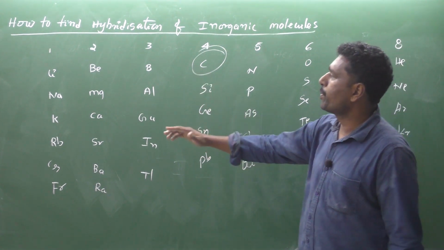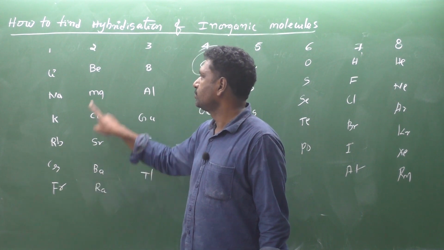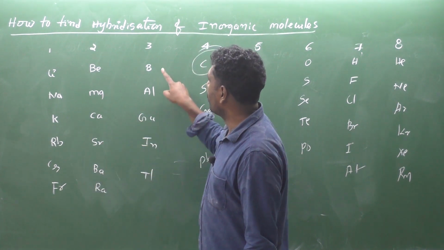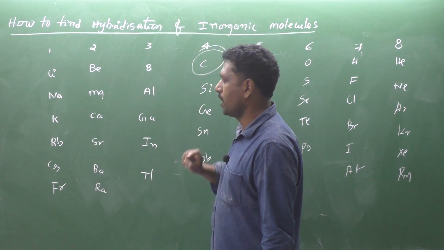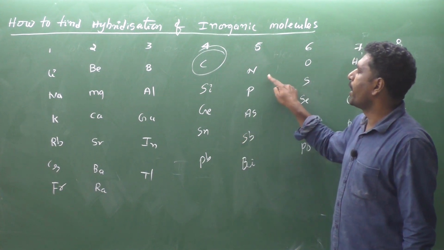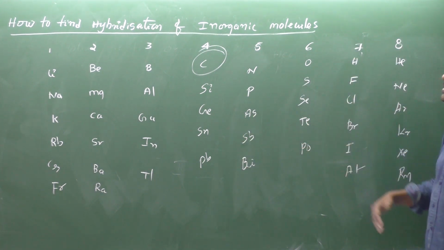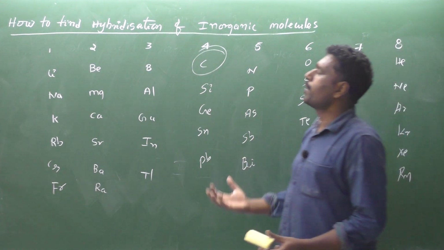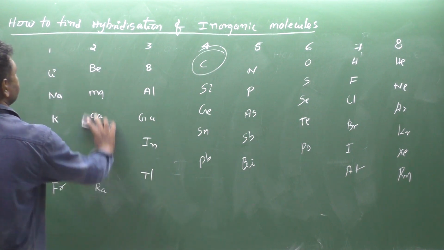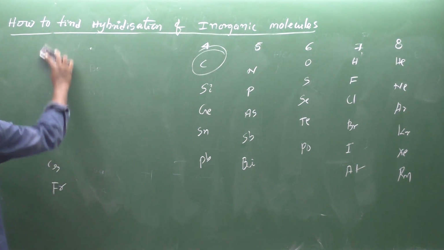So this is the group number listing: lithium, sodium, potassium, rubidium, cesium, francium, beryllium, magnesium, calcium, strontium, barium, radium, boron, aluminium, gallium, indium, thallium, carbon, silicon, germanium, tin, lead, nitrogen, phosphorus, arsenic, antimony, bismuth, like this. We'll discuss the hybridization of the elements. Here, I will rub this. After that, I will give the examples for these groups.